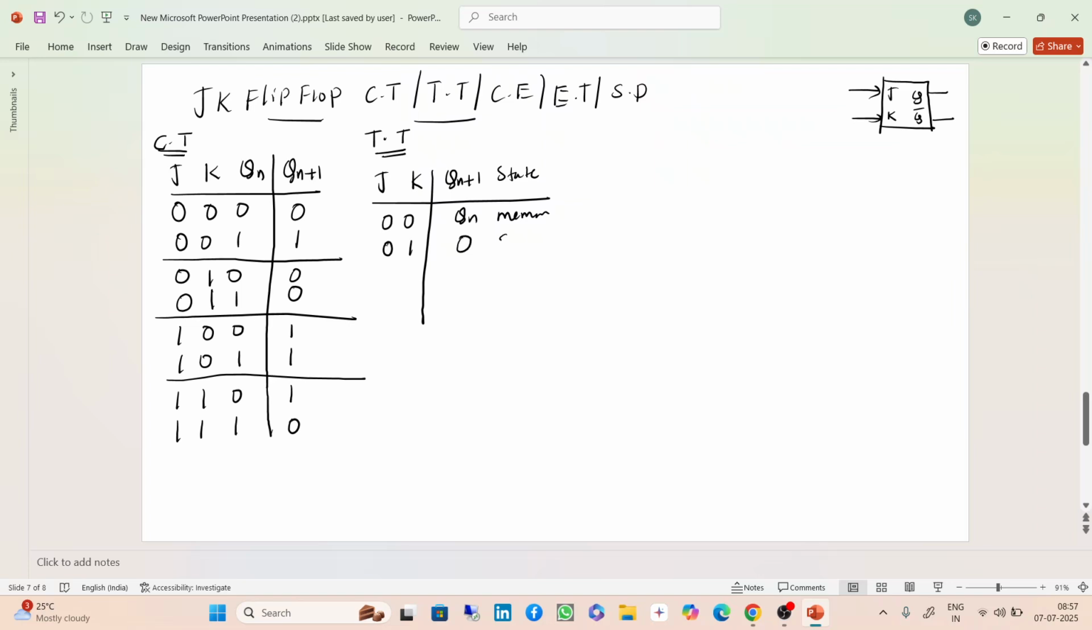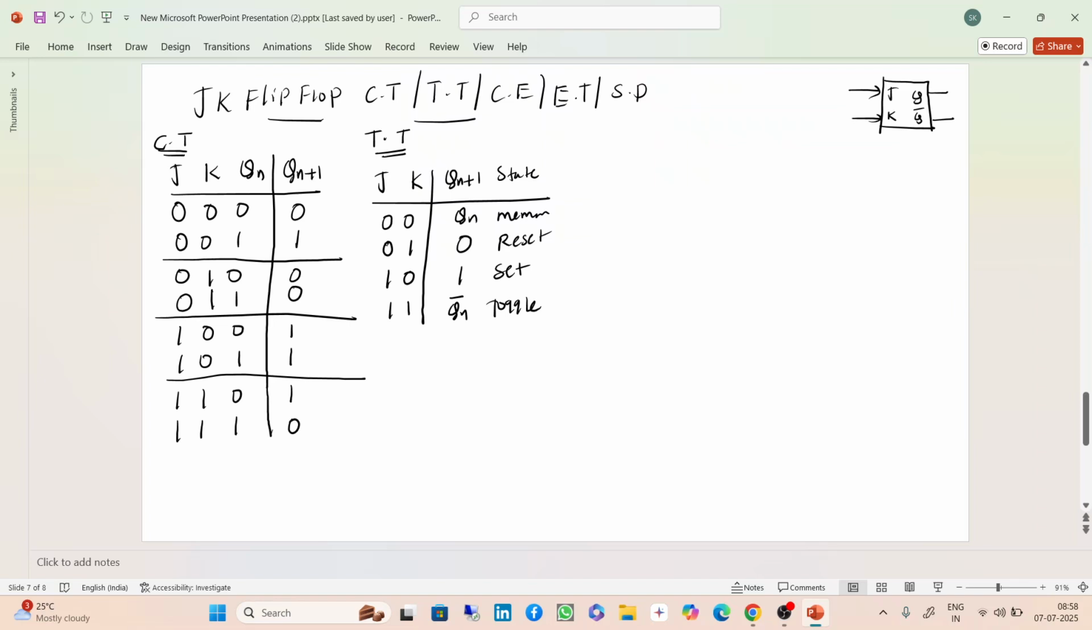0 1 0, reset state. And 1 0 means 1, set state. And 1 1, this is nothing but Qn bar, toggle state. So you have the truth table.